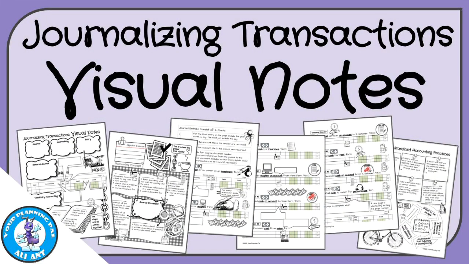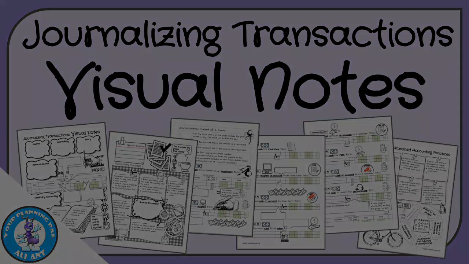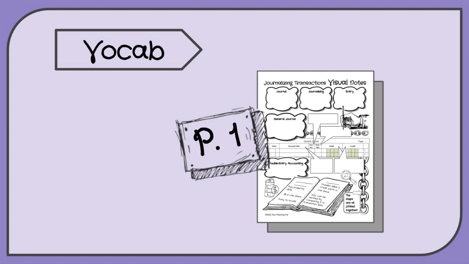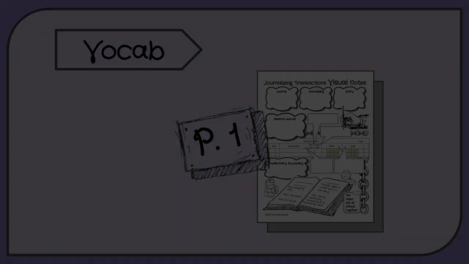This video is all about journalizing transactions. So we are going to start with vocabulary, and then we're going to talk about source documents. We'll go through 10 example transactions, and then we'll finish up with standard accounting practices. So here we go with page 1, vocab.